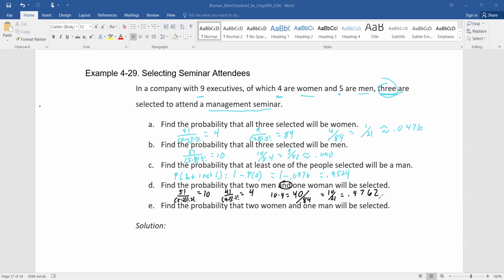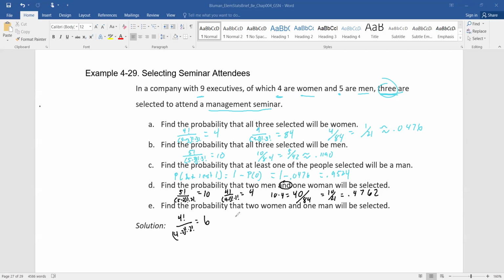Last probability here, find the probability that 2 women, 1 man. So again, we do the math. This time I'll do the women first. That's 4 factorial over 4 minus 2 factorial times 2 factorial. This time I actually get 6 options to pick 2 different women.